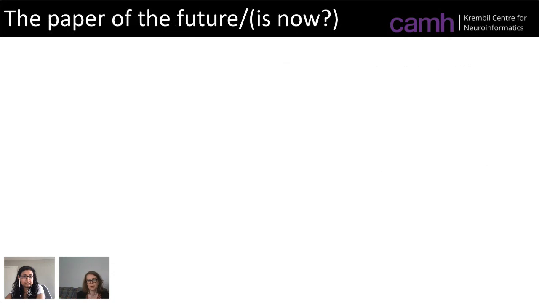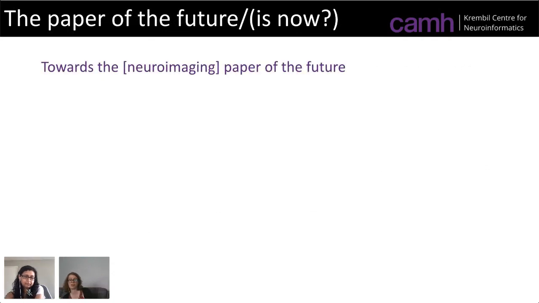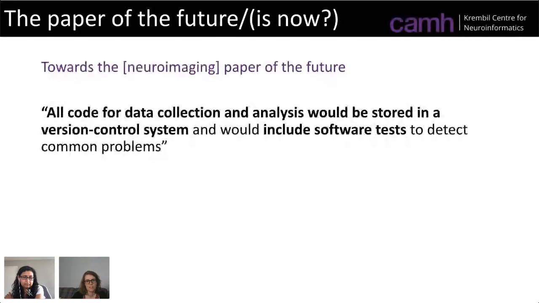Okay, so in the second part of the same paper, they talked about what they call the neuroimaging paper of the future, and they expand on what this totally code published version would be. So the first line is that all code and all data collection and analysis would be stored in a version controlled system that would include software tests to detect common problems.